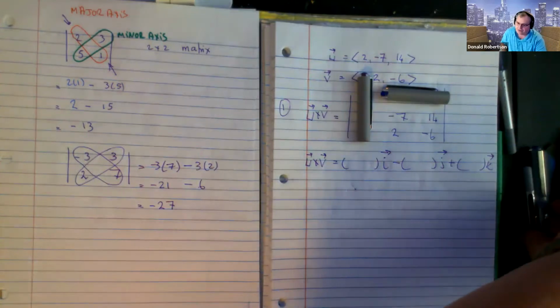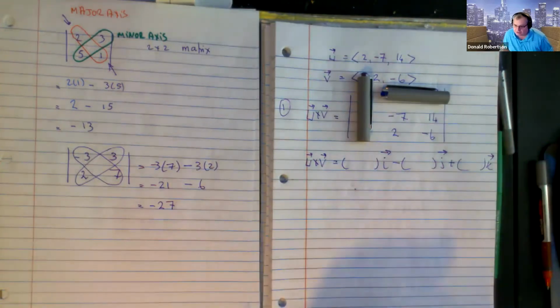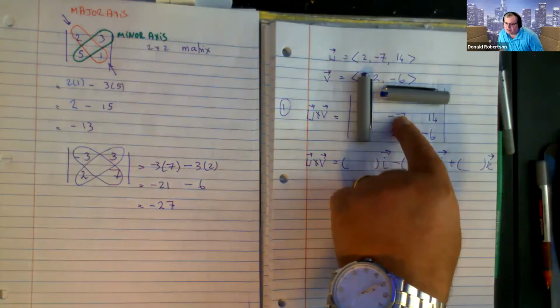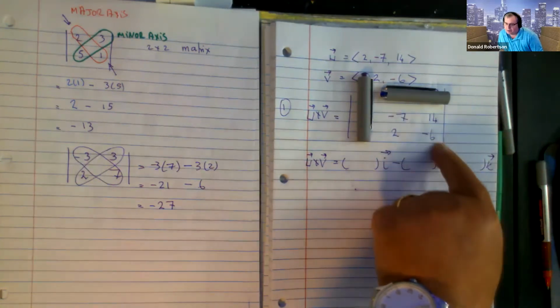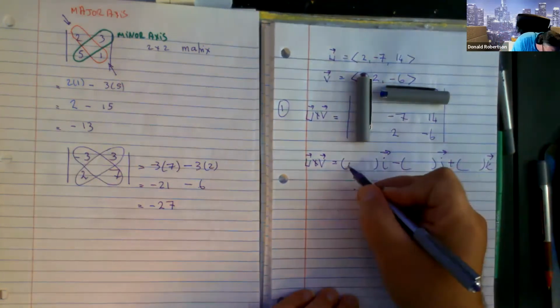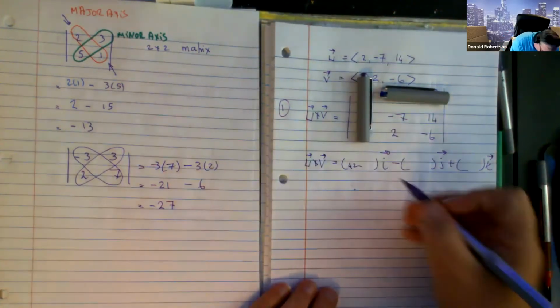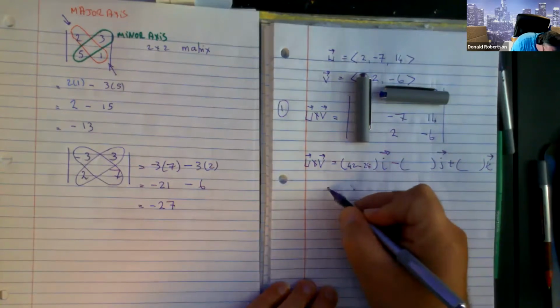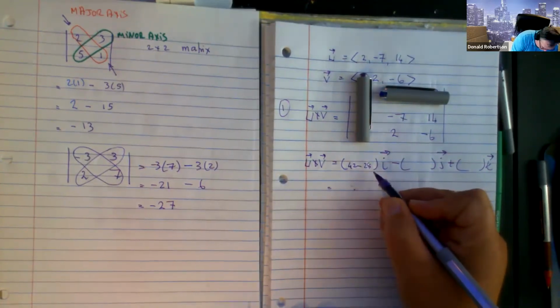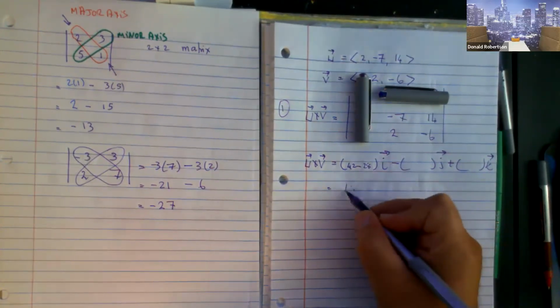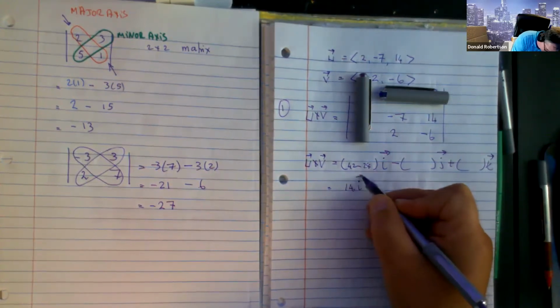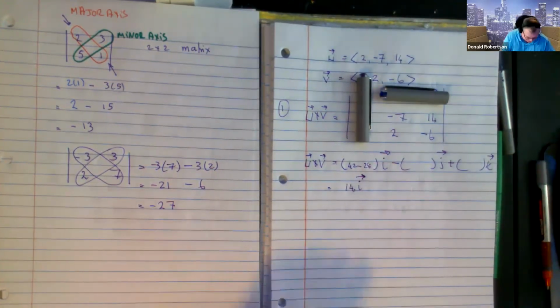And what we have here is a 2 by 2 matrix. Major diagonal. Well, if you multiply these together, you get 42. Take away minor diagonal. You multiply those guys, you get 28. 42, take away 28, leaves you with 14. So there it is, 14i. We got our first answer.